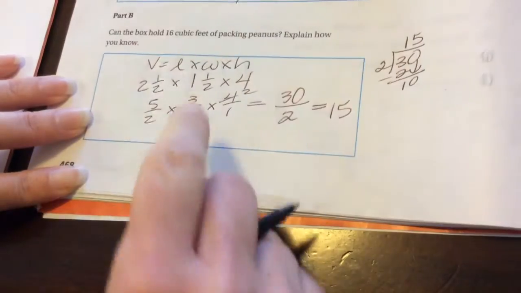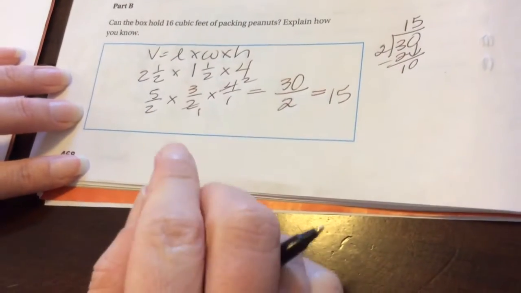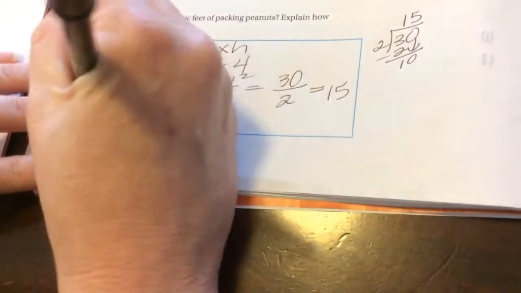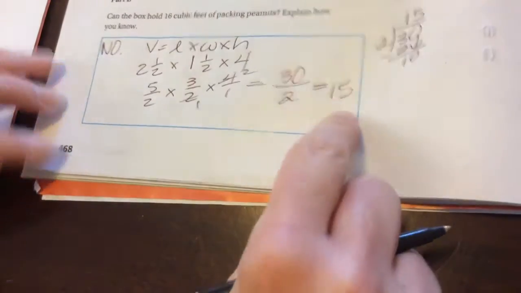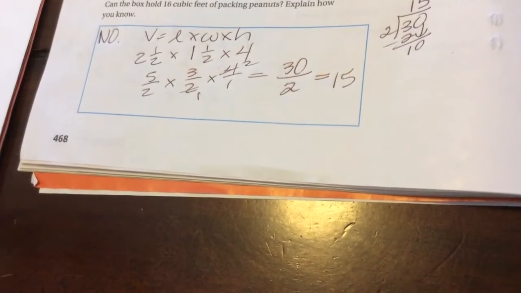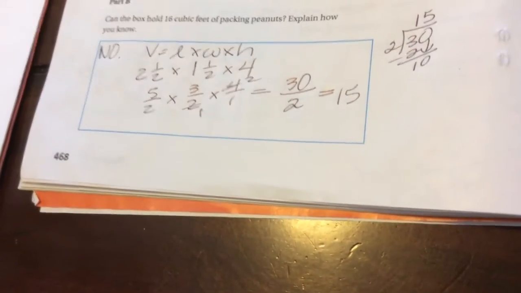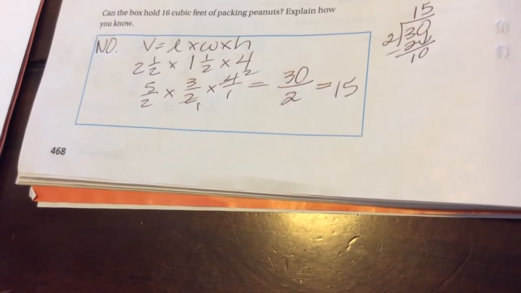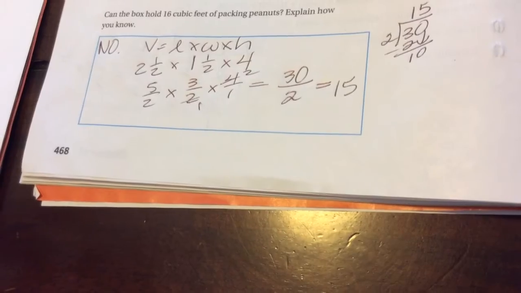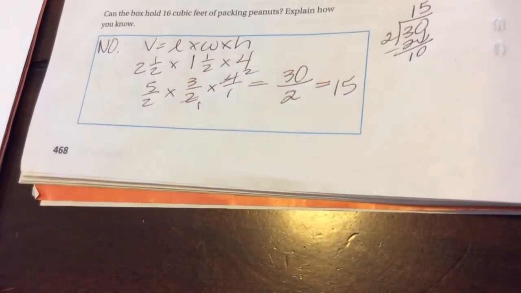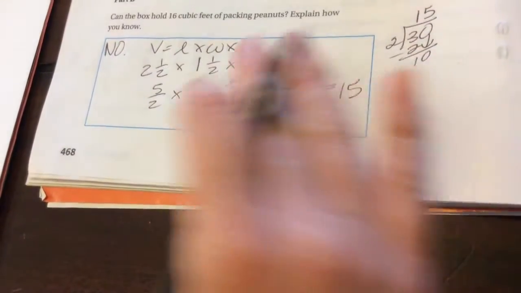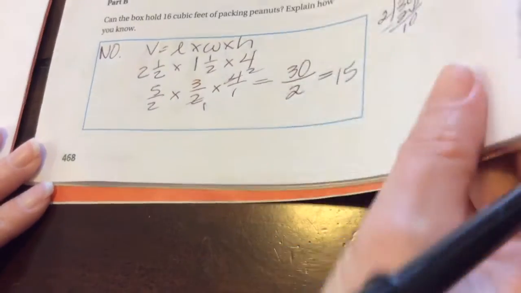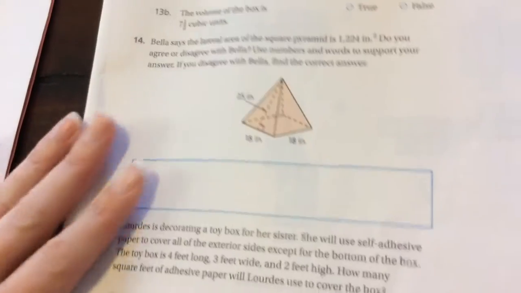15. And it says that it can hold 16 cubic feet, so that's not true. It can only hold 15 cubic feet. So it says the box can only hold 15 cubic feet. 15 cubic feet is less than 16 cubic feet, so it is not big enough to hold the 16 cubic feet of packing peanuts. Question 13.